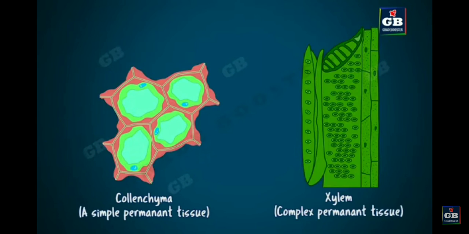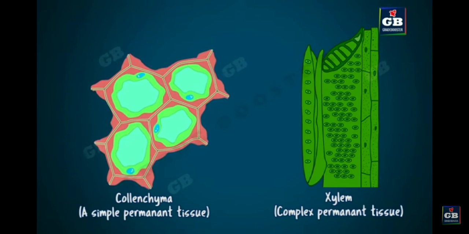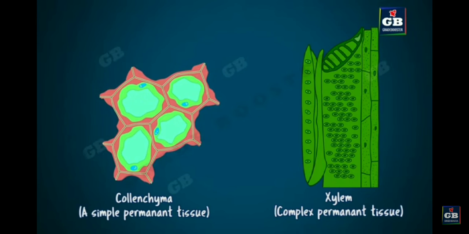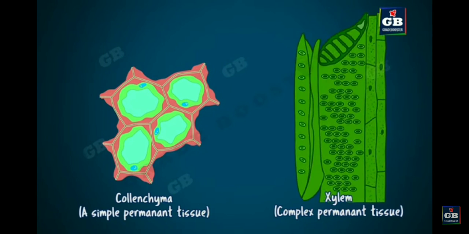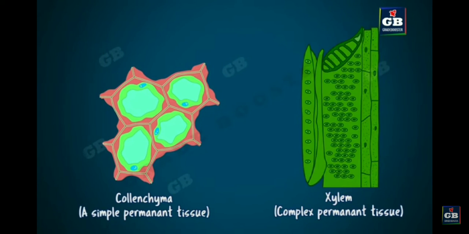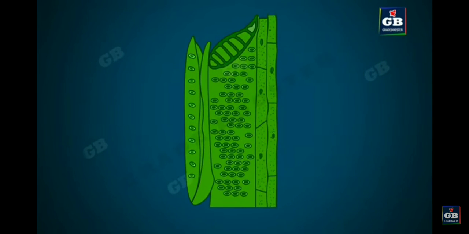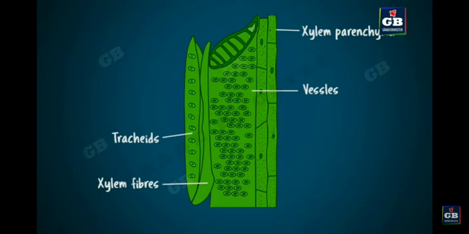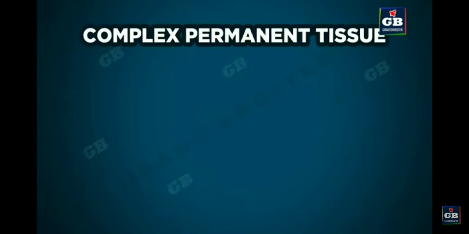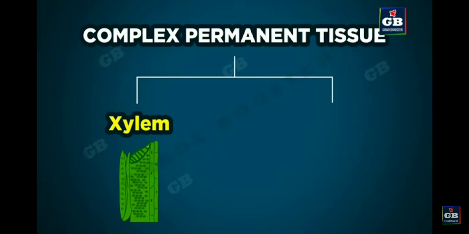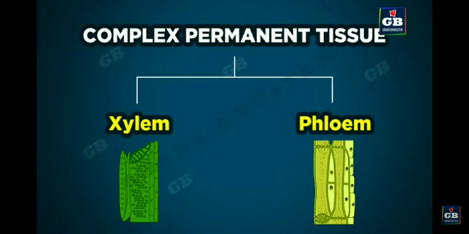flowers. In the same way, simple permanent tissue is made up of similar kind of cells, whereas the complex permanent tissue is made up of more than one type of cells. Even though different types of cells exist in one tissue, they all work together for a common function. The complex permanent tissues in plants are of two types. 1. Xylem and 2. Phloem.